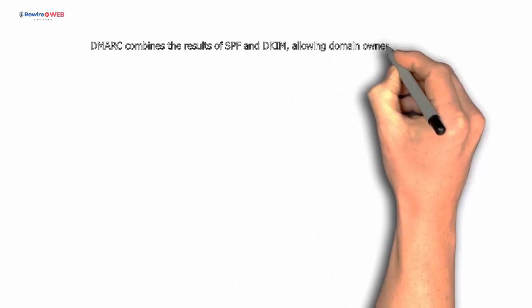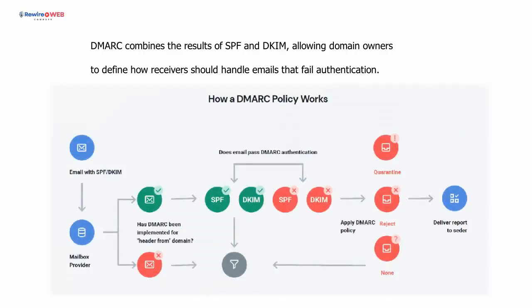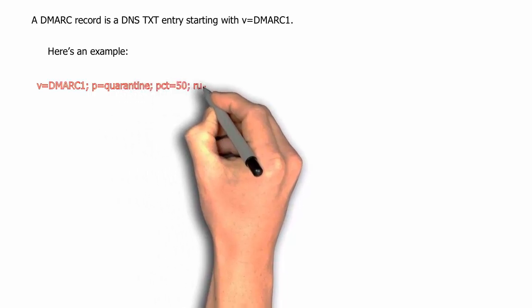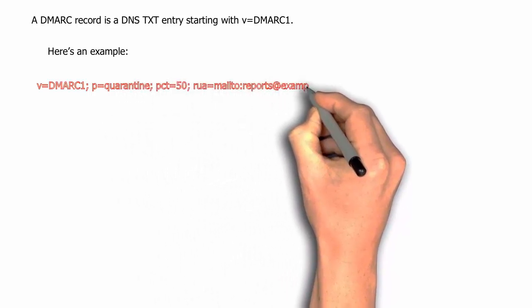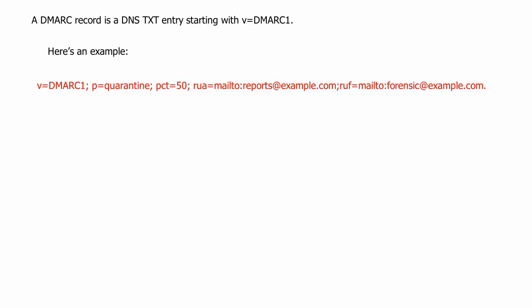Finally, we have DMARC, or Domain-based Message Authentication, Reporting, and Conformance. DMARC combines the results of SPF and DKIM, allowing domain owners to define how receivers should handle emails that fail authentication. It also provides detailed reporting on email usage and spoofing attempts, giving you actionable insights. A DMARC record is a DNS TXT entry starting with v=DMARC1. Here's an example: v=DMARC1; p=quarantine; pct=50; rua=mailto:reports@example.com; ruf=mailto:forensic@example.com.